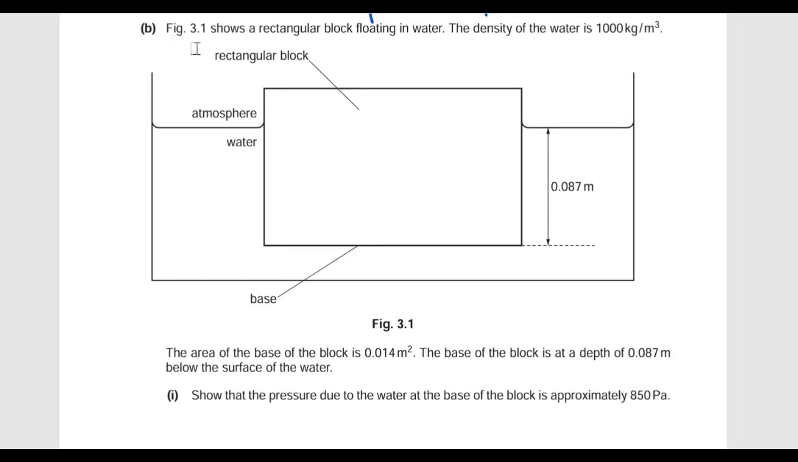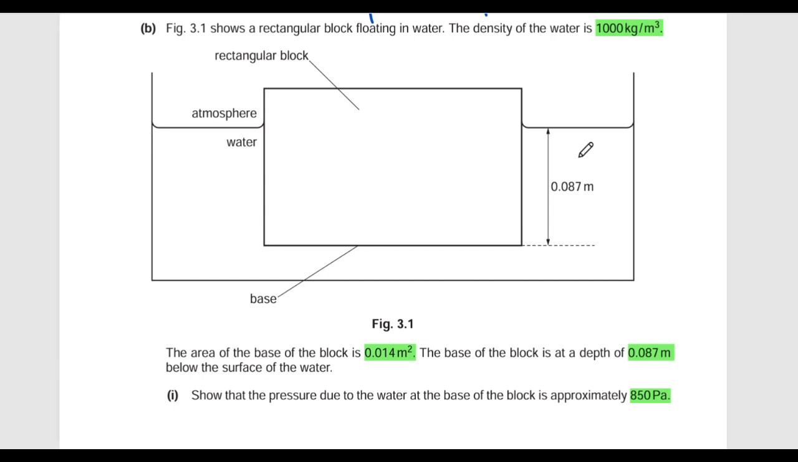The B part says that there is a rectangular block floating in the water. The density of the water is 1000 kilograms per meter cubed, and the area of the base of the block is 0.014 meters squared, and the base of the block is at a depth of 0.087 meters below the surface of the water. Show that the pressure due to the water at the base of the block is 850 Pascal.